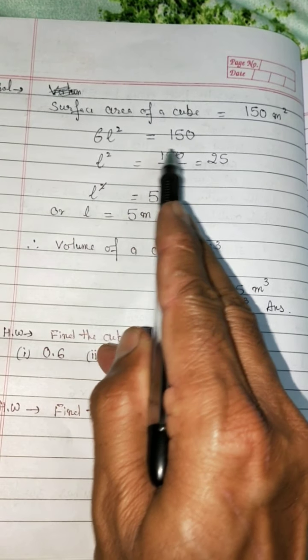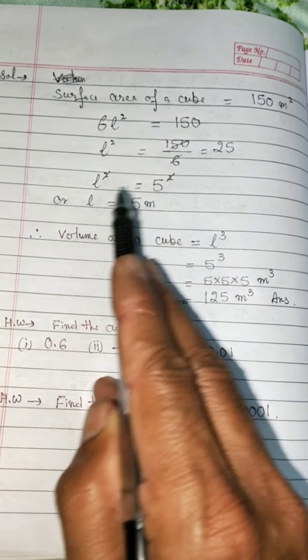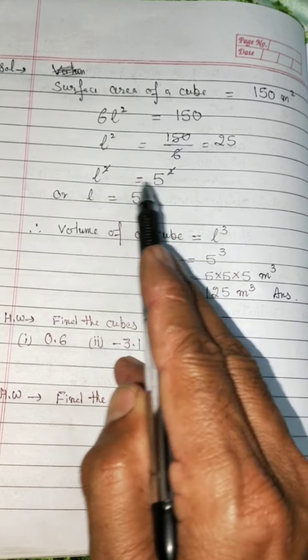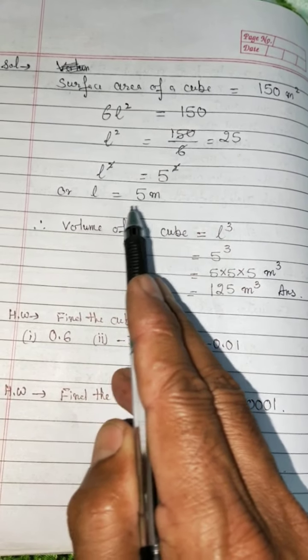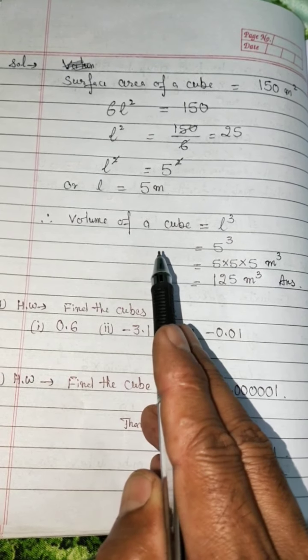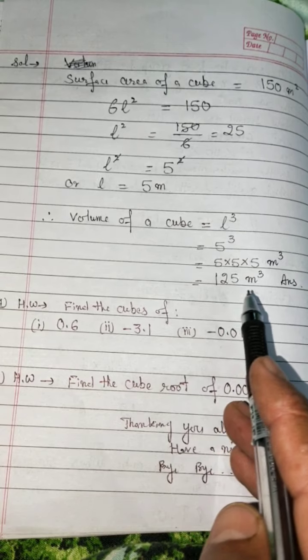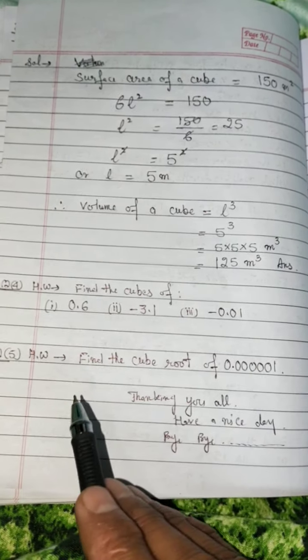6L square is equal to 150, or L square is equal to 150 upon 6, which is equal to 25. L square is equal to 5 square. Square and square, on the left hand side and right hand side, if they have the same powers, will cancel. L is equal to 5 meters. Therefore, the volume of a cube is equal to L cube. 5 cube is equal to 125 cubic meters. So the volume of the cube is equal to 125 cubic meters.